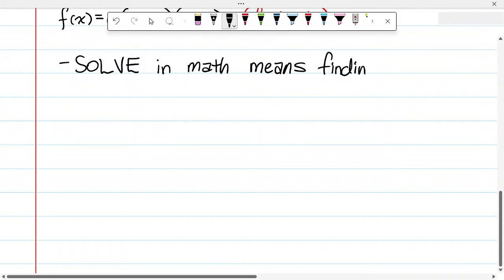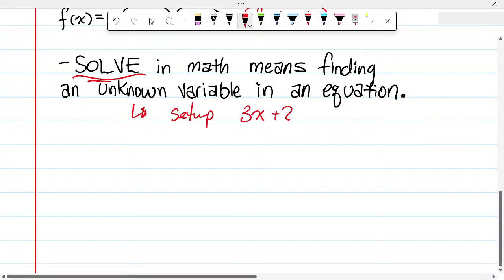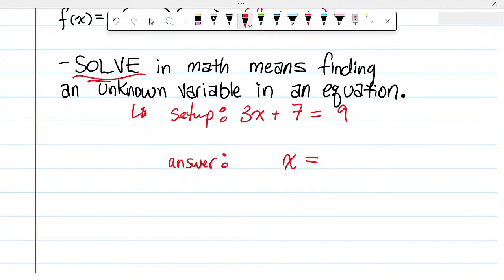finding an unknown variable in an equation. So anytime you see solve, the setup will be something like 3x plus 7 equals 9. That's the setup. But the answer, once we've solved it, will be x equals something. By the way, in this case, what will x equal? 3 times something plus 7 is 9. It would be 2 over 3.